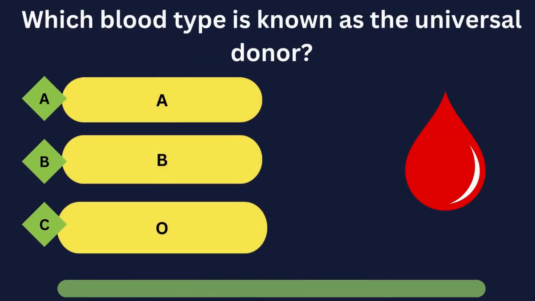Which blood type is known as the universal donor? A. A. B. AB. C. O.